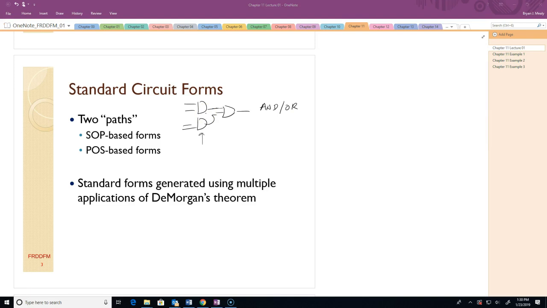So the other form is going to be this POS form. If you remember, working with POS, we generated product of sums, but essentially this is known as an OR AND form. The nice thing about these standard circuit forms is you can generate them, not memorize anything, but generate them from applications of De Morgan's theorem, and that's what we're going to step towards doing.